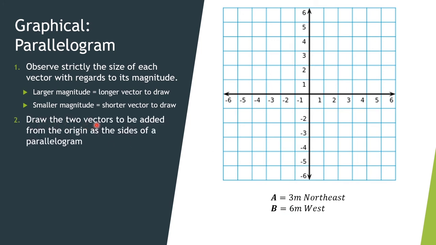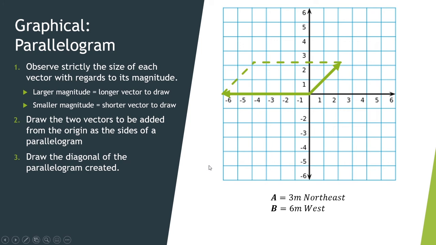Number two, draw the two vectors to be added from the origin as the sides of a parallelogram. We'll draw them from the origin. So vector number 1, there you go. Vector number 2, there you go. We drew it from the origin as two sides. Can you already see the parallelogram? It might need a little imagination. There you go. Two sides of a parallelogram. And then we just completed the parallelogram.